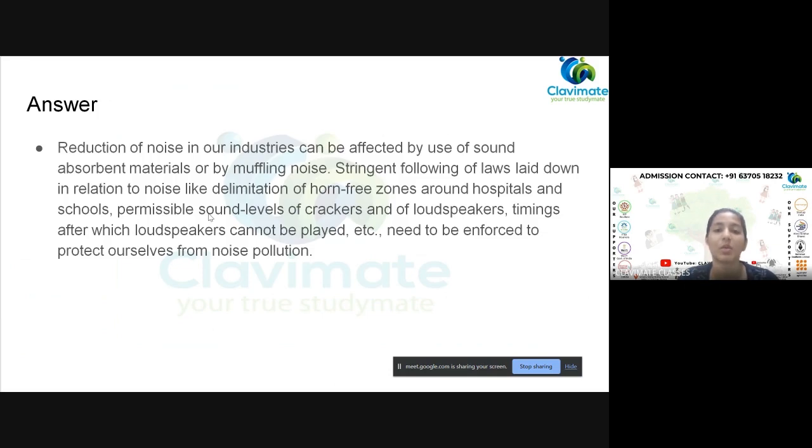In areas where there are hospitals, schools and colleges, crackers and loudspeakers should not be allowed. In Diwali too, we use a lot of crackers. We spend a lot of money, which is actually a waste because all those crackers turn into ash, and that only creates noise, nothing else.